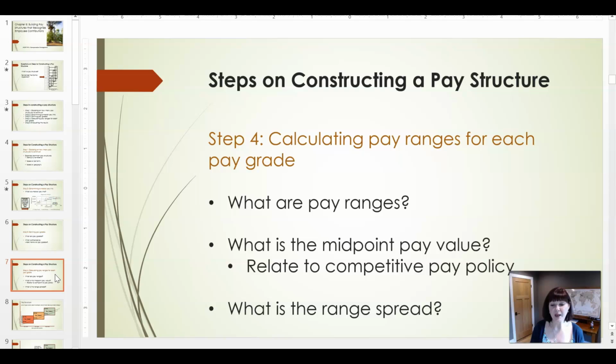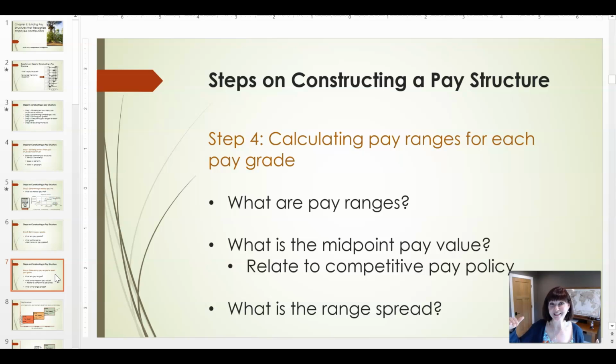So the pay spread, the range spread, is the difference between the minimum and the maximum pay rates. That's all it is. Very simple. And we'll be calculating that in a second. So when we're talking about that, all of these things are strategic, and so we have a market match policy. Our median pay for those grades are going to be right around the median pay for the market.